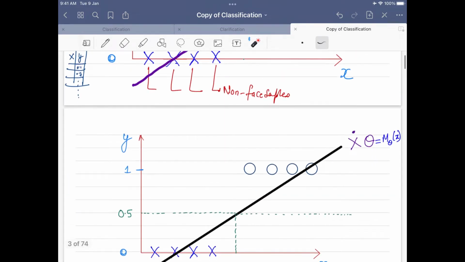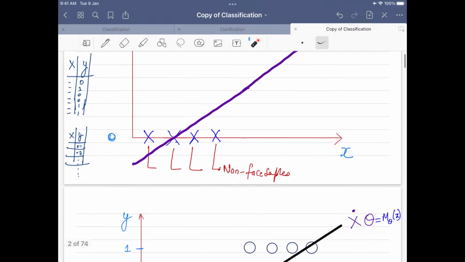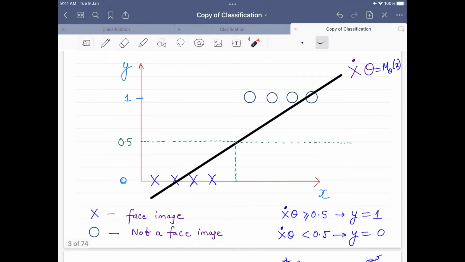So let us do one thing. Let us try to find a decision rule. This is your line, x dot theta is the model. If you recall, our model m theta x is nothing but x dot theta, which is theta 0 plus theta 1 x1 plus theta 2 x2 plus theta 3 x3. This is the model which I am writing in compact fashion in the form of matrices, so the line is x dot theta only.